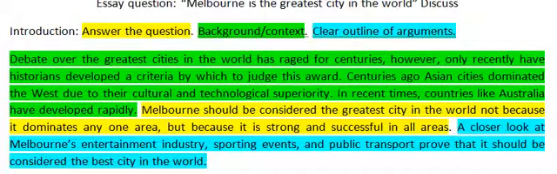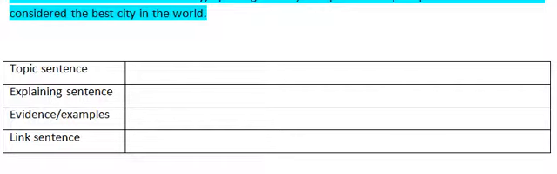You'll notice this last sentence tells us there will be 3 body paragraphs in this essay, one about Melbourne's entertainment industry, one about sporting events, and one about transport. So our first body paragraph is going to focus on Melbourne's sporting industry. And we're going to use the T.E.E.L method.